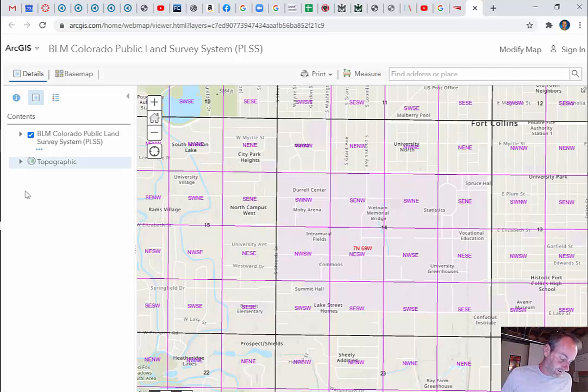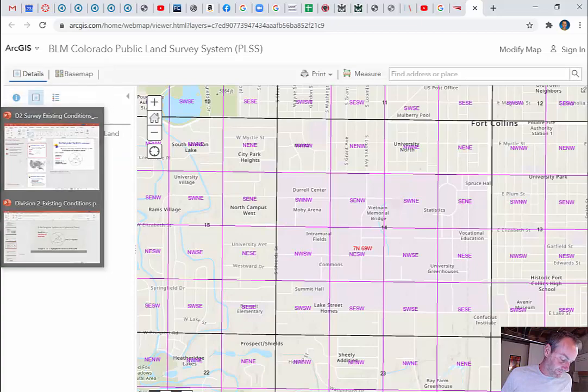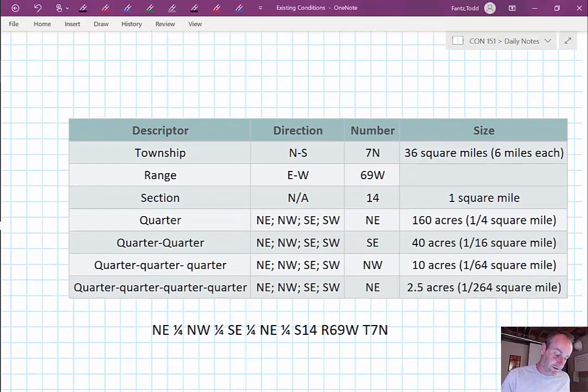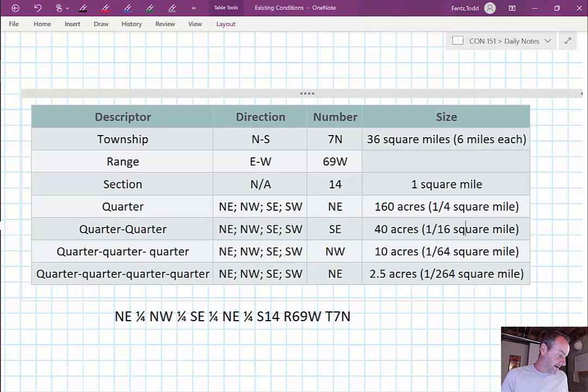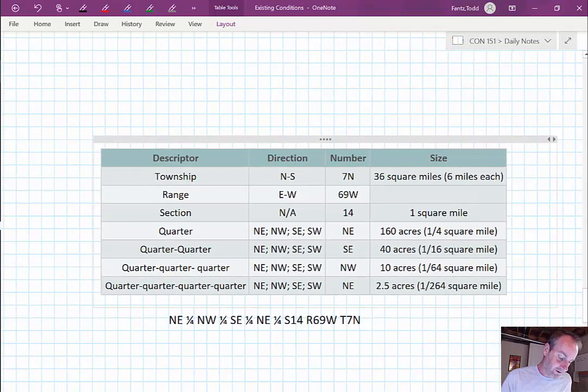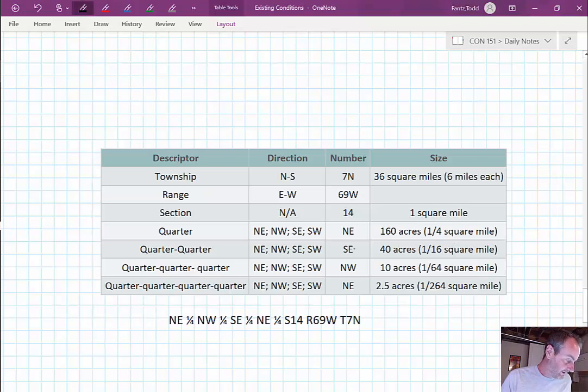So if we were to, let me see if I can get back to my OneNote without killing anything. So if we were to map all this out, we're in the township 7N, 7 north, range 69 west. That was the first thing that we saw. Then we're in section 14. The quarter is the northeast quarter. And then we have quarter is the southeast, quarter, northwest, quarter, northeast.